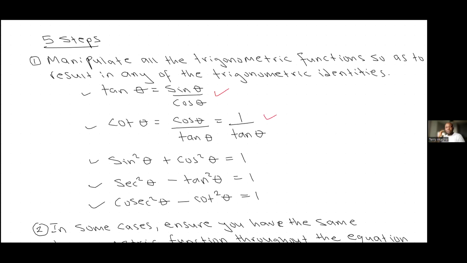So now you have to then be creative. So how am I going to manipulate that question so that at the end of the day, I'm going to maybe have sine theta divided by cos theta, or I'm going to have cos theta divided by sine theta, not tan theta.